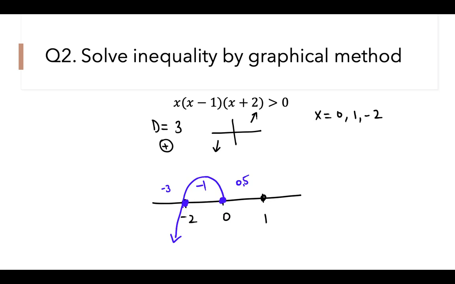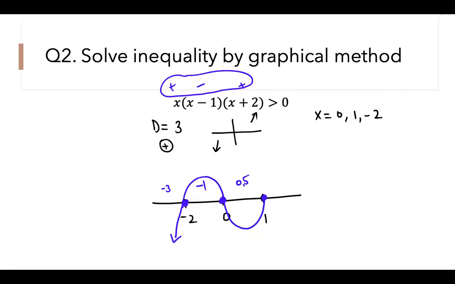So plug in 0.5 into x and tell me what the overall sign is going to be. So the overall sign, 0.5 is positive, 0.5 minus 1 is negative, 0.5 plus 2 is going to be positive. So the overall sign is going to be negative, meaning it's going to be below the 0. So because it's polynomial, you have to make it a smooth curve, like that.